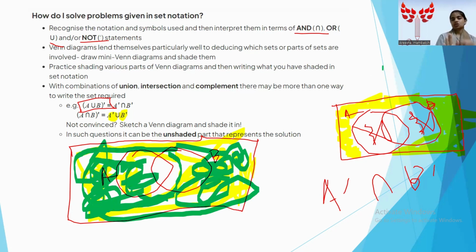So I hope the shading concept is clear to you. You can even watch our videos on the sets topic, so that would give you a broader understanding of shading and everything. Okay, so let's move further.